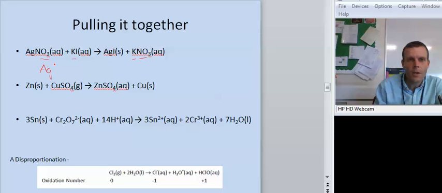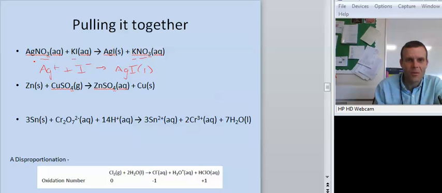Well, I've got Ag+ and I- going to AgI solid. Am I seeing any changes in oxidation numbers? No. This is still Ag+ here. That's Ag+ there in the ionic solid. I-, I-. So this actually isn't a redox reaction. There's no changes in terms of oxidation states.